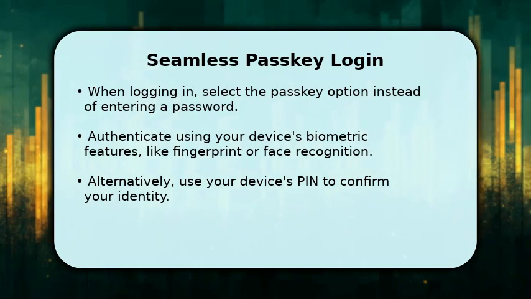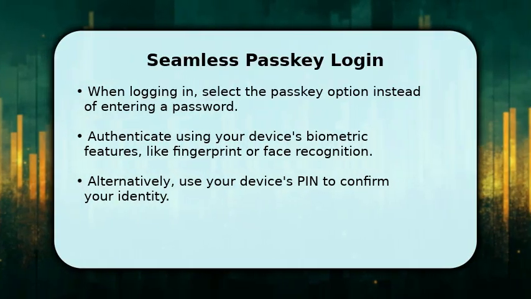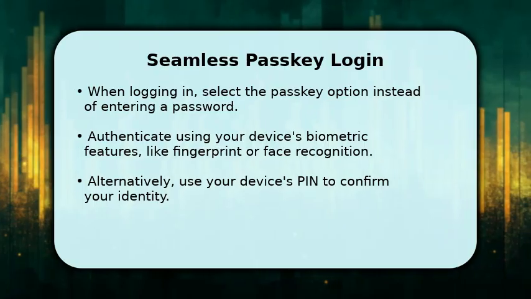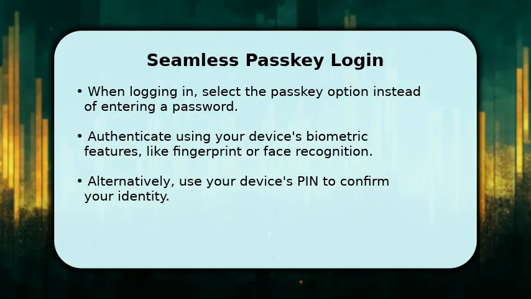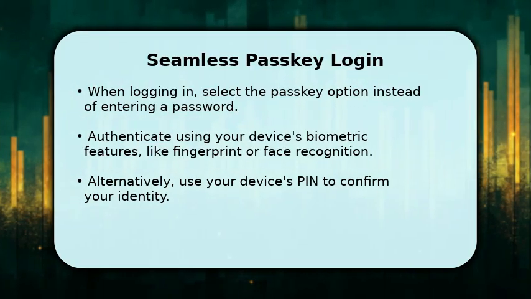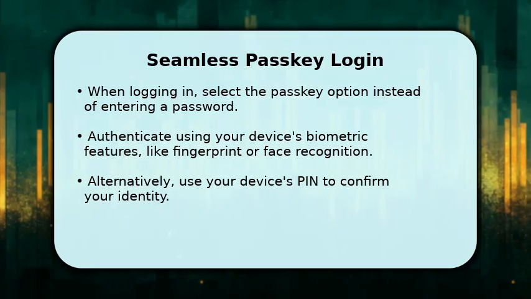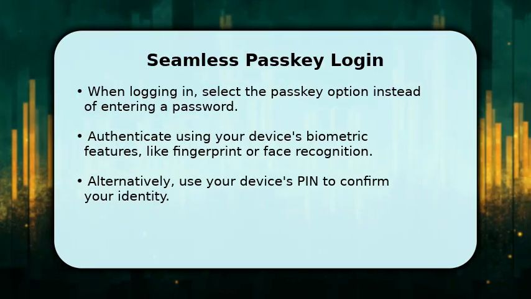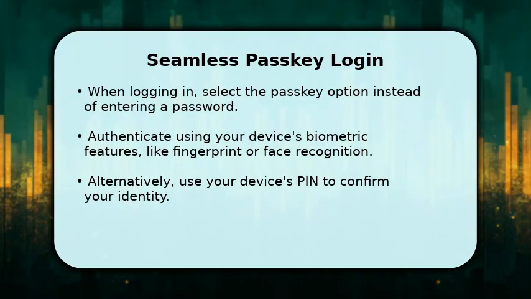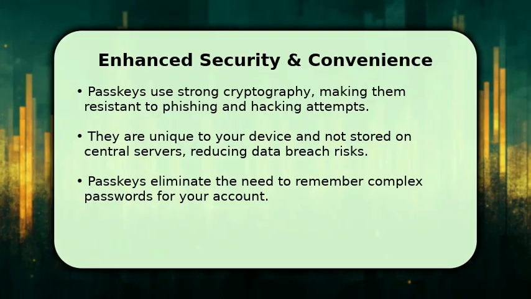Once your passkey is set up, logging into Coinbase becomes incredibly simple and fast. When you reach the login screen, choose the passkey option instead of typing in your password. Your device will then prompt you to authenticate using its native security features. This could be a quick fingerprint scan, facial recognition, or entering your device's secure PIN. This process typically takes only a few seconds, offering a much smoother and quicker entry into your account compared to traditional methods.